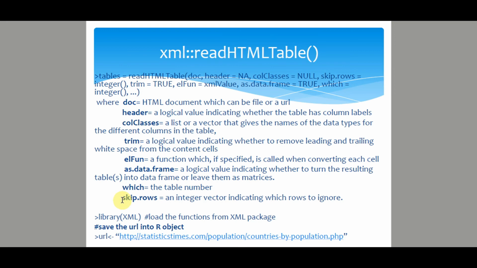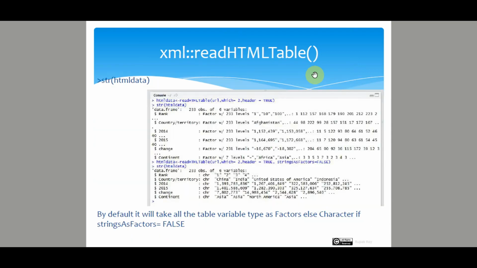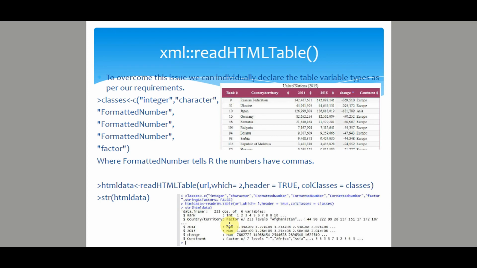Now load the XML package using library, then save the URL with any R object name. Type the readHTMLTable function with the R object name, then header equal to TRUE, and which equal to the table you want, for example table 2. Done. You can also try the same for the second table using which equal to 3. By default, it will take all the table variables as factors, else character if stringsAsFactors is equal to FALSE. Now to overcome this issue, we can individually declare the table variable types using colClasses, saving the list of column classes according to position in an R object.